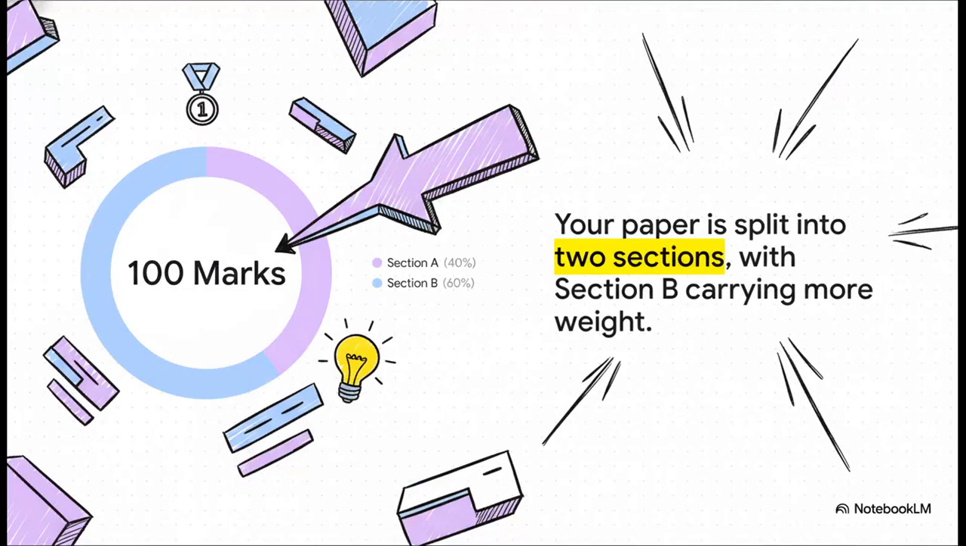All right, let's look at the big picture. The whole paper is 100 marks, obviously, but look at how it's split. You've got Section A, which is worth 40 marks, and then you have the big one, Section B, worth a whopping 60 marks. Right away, this tells you so much about where your energy needs to go. This isn't a 50-50 split, and that's super important.